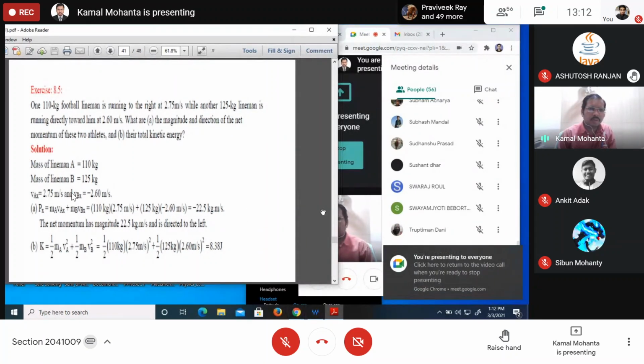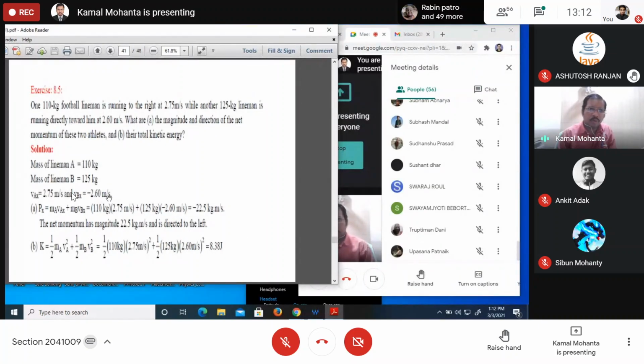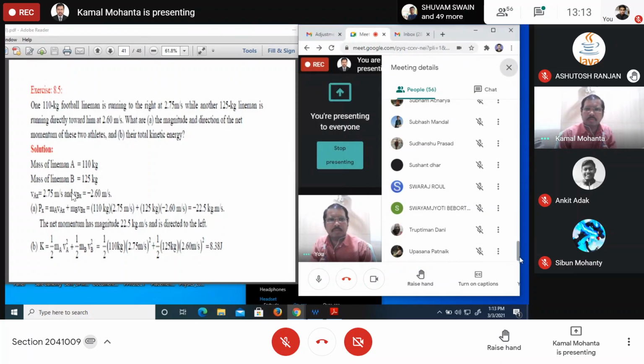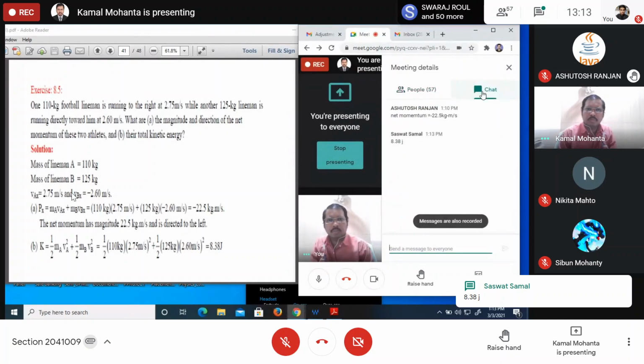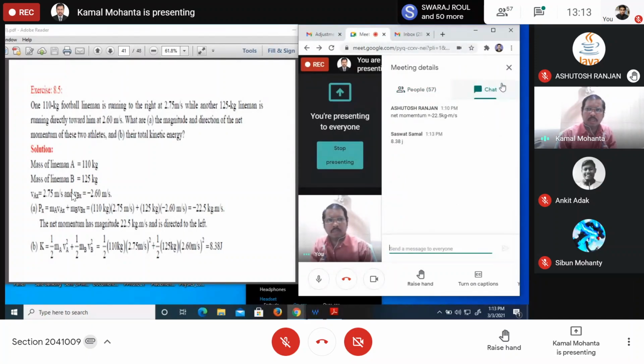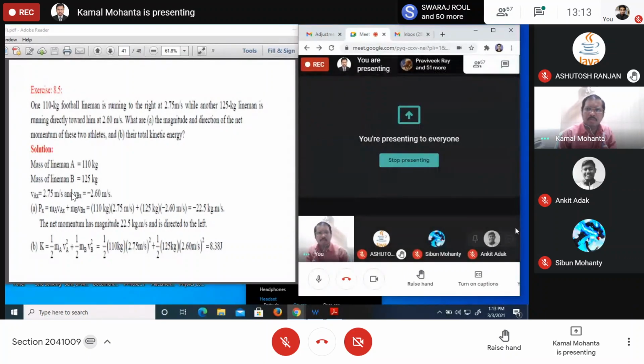Those who have completed, go for the total kinetic energy. How will you get the kinetic energy? Because here are two bodies, one will be half of ma Va square, another is half of mb Vb square. So you add both, and you will get K, the total kinetic energy. Okay, Saswat has done well. Others, do it quick.